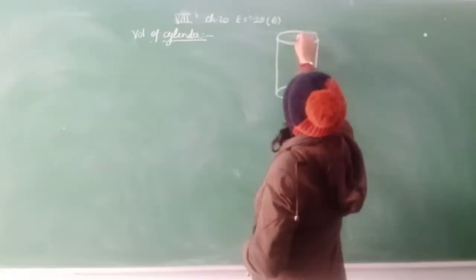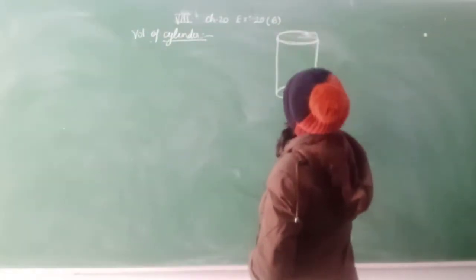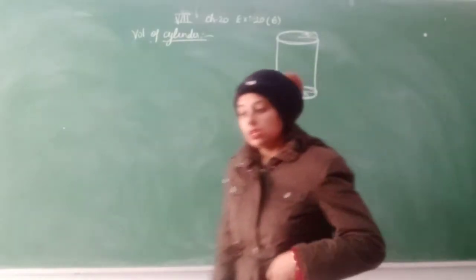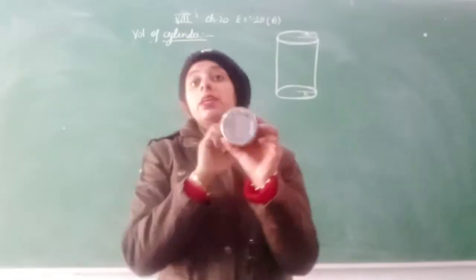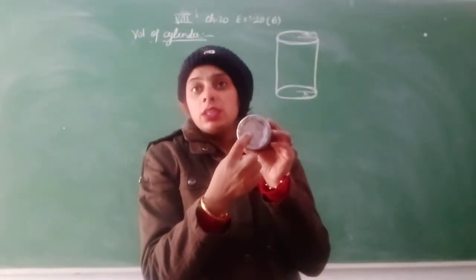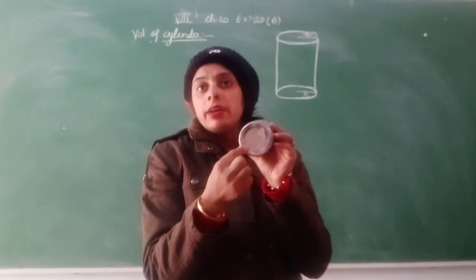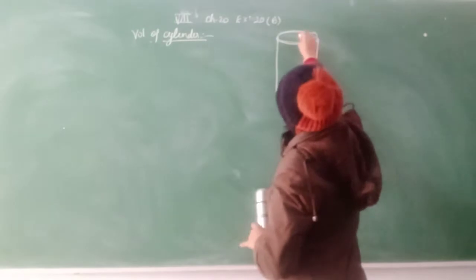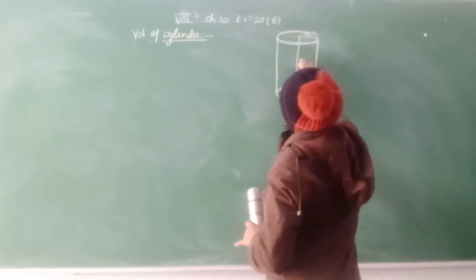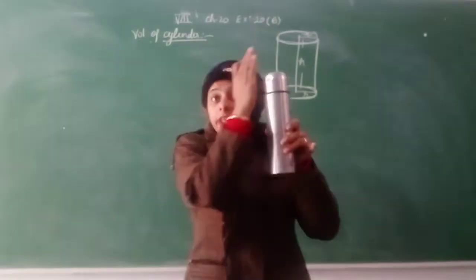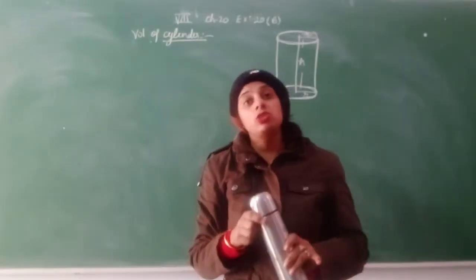This is represented by R. This is the radius of the base. When you look at this figure, this is the circular face, this is the center, and this is the radius of the base. And what is the h here? H is the height of the cylinder. This whole straight height is known as the h of the cylinder.